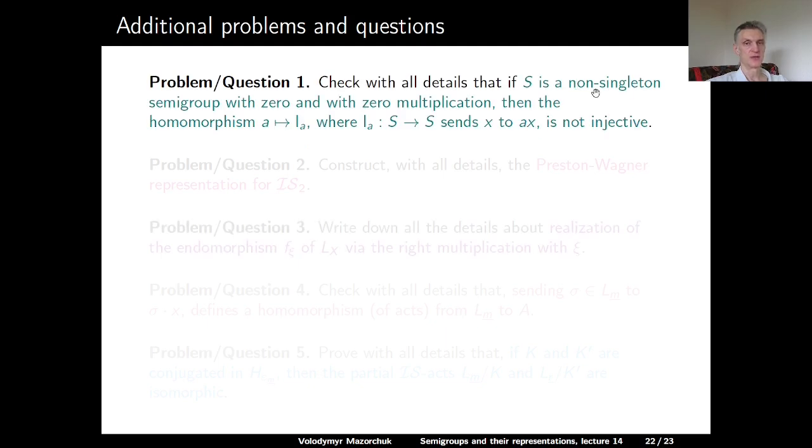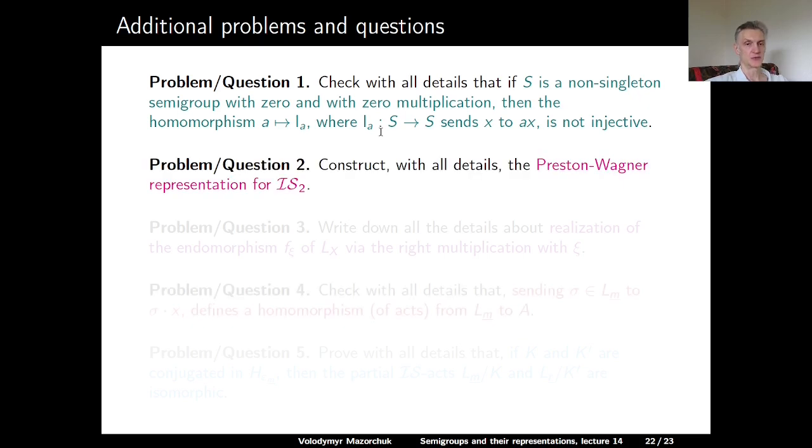Problem question 1. Check with all details that if S is a non-singleton semigroup with 0 and with 0 multiplication, then the homomorphism which sends an element A in S to left multiplication with A as a transformation of S is not injective. Problem question 2. Construct with all details the Preston-Wagner representation for IS2.